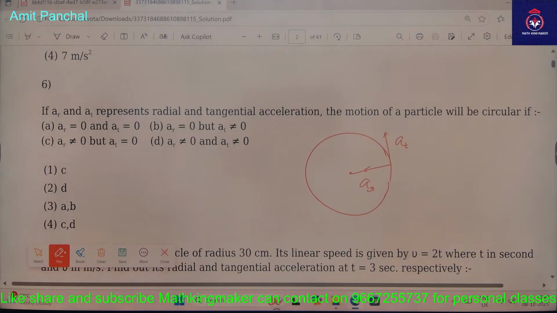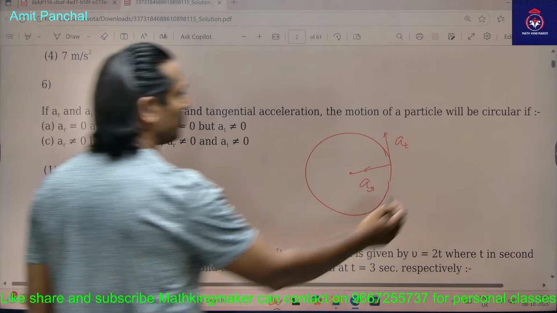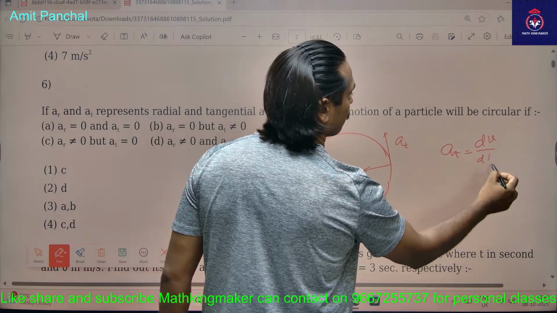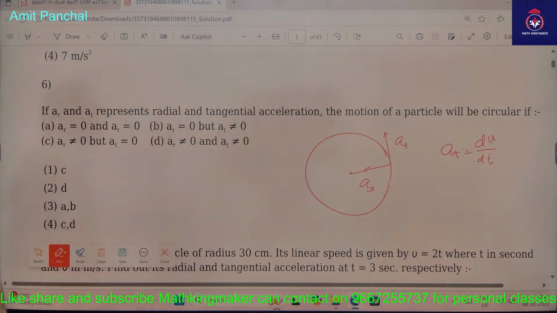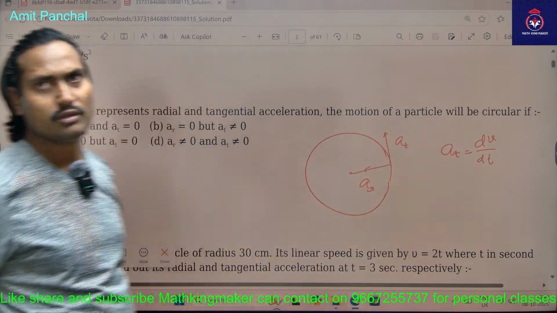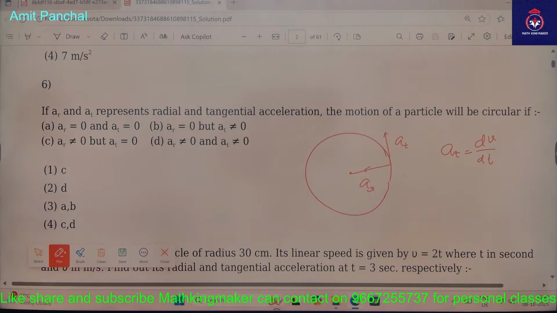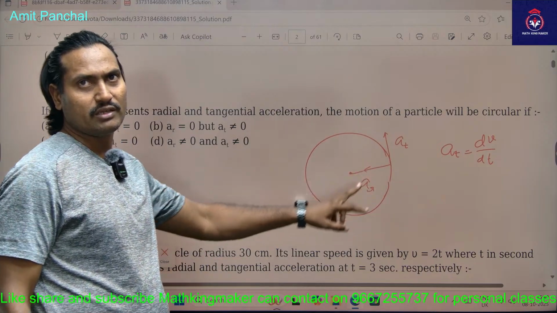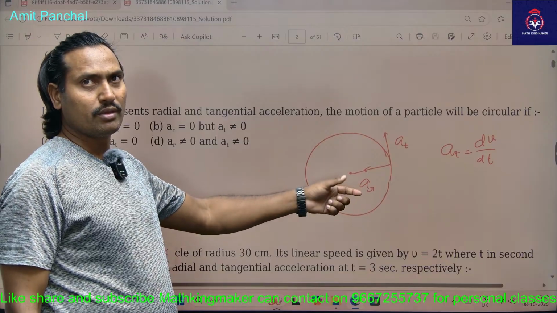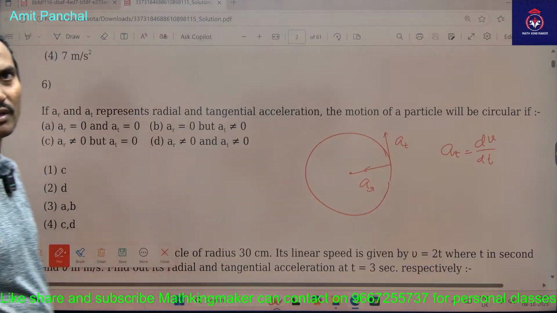What is tangential acceleration? Tangential acceleration is dv by dt. So that means it is the rate of change of velocity. So see, AR should not be 0 in any case, because none of them should be equal to 0. Even if tangential acceleration is 0, it'll just collapse.